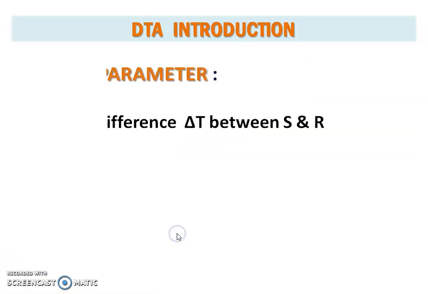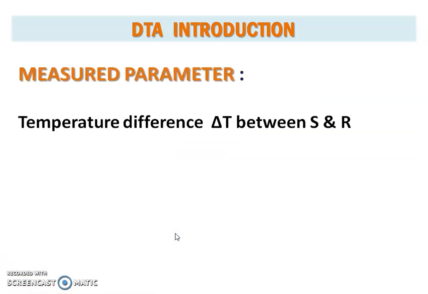The next term is measured parameter. In DTA, the measured parameter is a value called delta T, which is the temperature difference between the sample and the reference. So this value delta T can be obtained using the formula Ts minus Tr, where Ts is the sample temperature and Tr is the reference temperature. Please note that delta T is always calculated as Ts minus Tr and not the other way around.